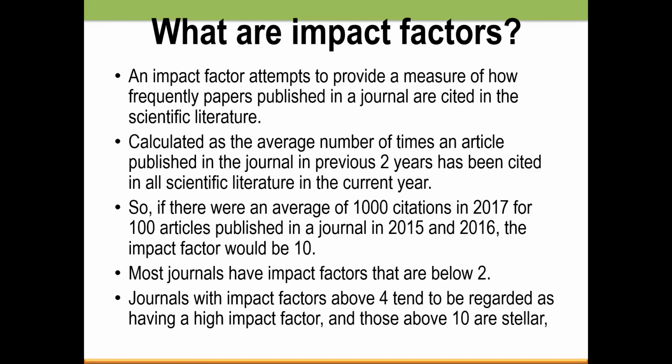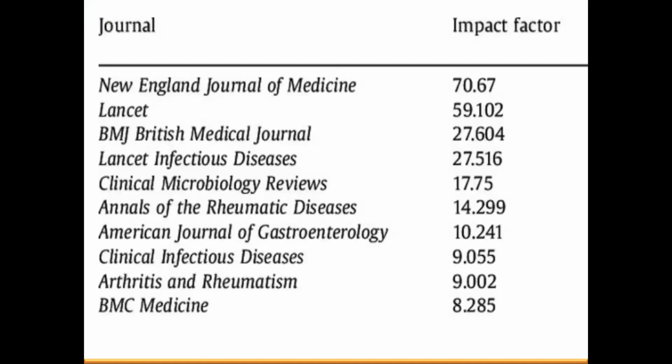Journals with impact factors above 4 tend to be regarded as having a high impact factor, and those with 10 are really very good. But this depends on the age of the journal. You may find a journal has been in existence for 15 years, and it also depends on the publisher. So this is an example of the journals.